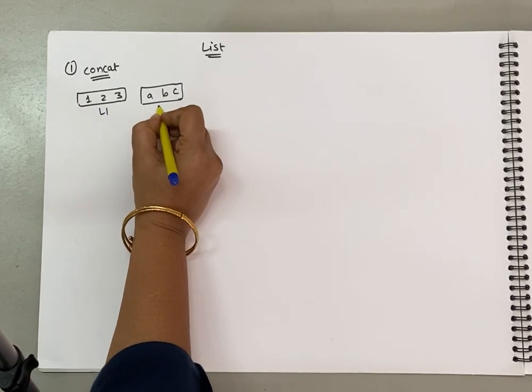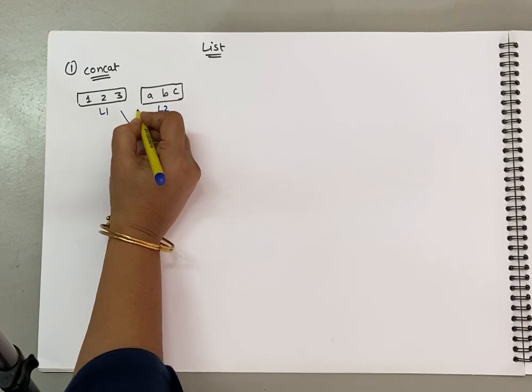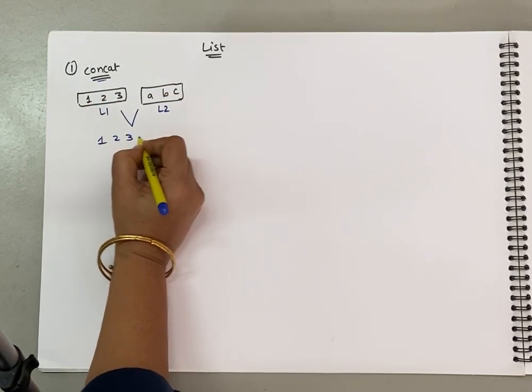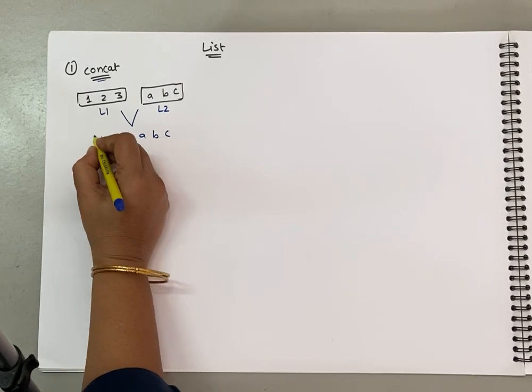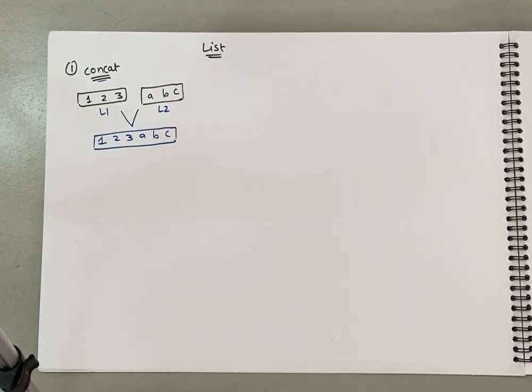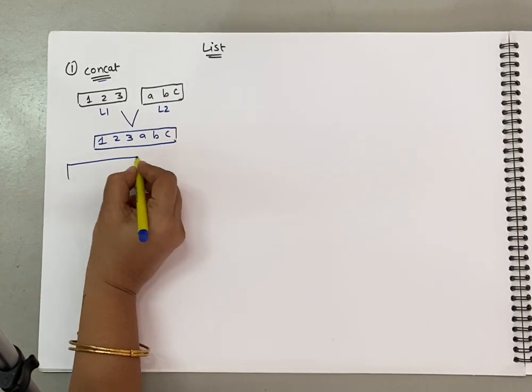Let us say this is L1 and this is L2. What result do we want to generate from concatenation? When concatenation is applied, the answer should be 1, 2, 3, A, B, C. This is the answer that we are supposed to generate after concatenation. So how should this concatenation take place? Let us see manually and then we are going to write the code.